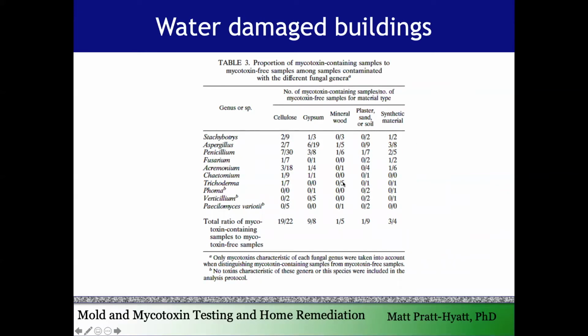You can see here, these are some of the older materials, like mineral wool, plaster, sand, or soil. These don't really grow mold. But a lot of newer homes are being constructed with cellulose and gypsum, drywall, all of which are very good sources of growth for different mold species. That's one of the reasons why a lot of newer homes have mold in them that's really toxic to their inhabitants, unfortunately because of these different materials that we're using nowadays.